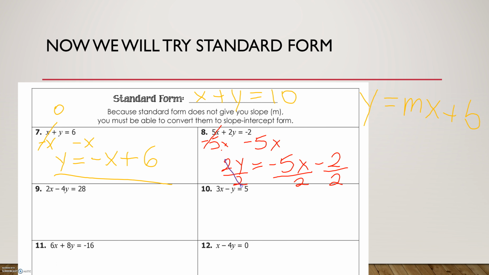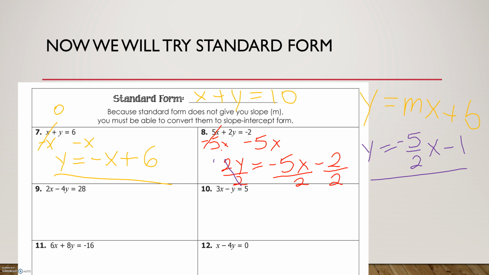So 2 over 2 is just 1. So here I have y is equal to, now negative 5 over 2 is just negative 5 over 2. You can write that as a decimal if you like. That's negative 2.5, but you can leave it as a fraction as well. And then negative 2 over 2 is just negative 1. And here you go. You got your slope-intercept form.